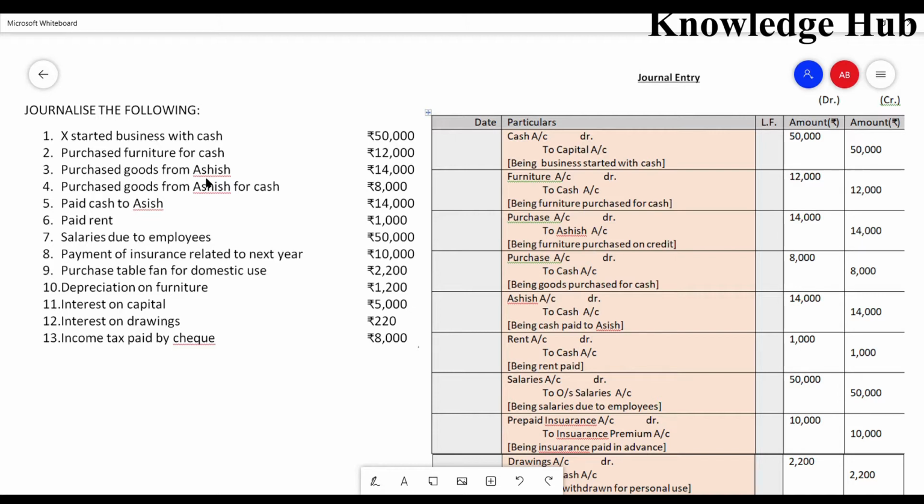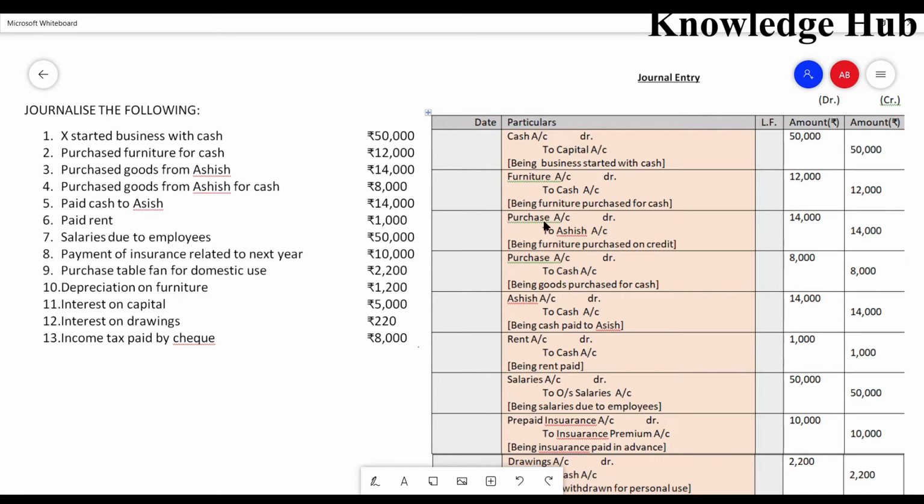So my transaction will affect Ashish account. Now, here's one thing to note. For goods, any purchase or sale of goods, that means what the business is purchasing for resale, we are going to use the term purchase and sales and not its particular name. So now let us look into the solution.